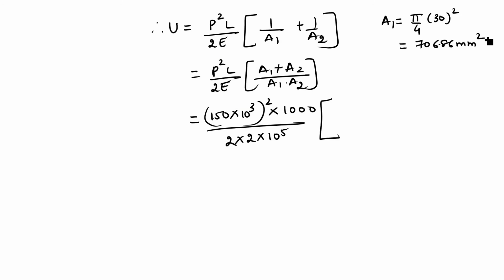And when I talk about A2, it is pi by 4, 50 square. You can see here it's given. So when I solve this, I get the value as 1963.5 mm square. So you can just separately calculate it. So while solving it becomes easier. Just substitute.